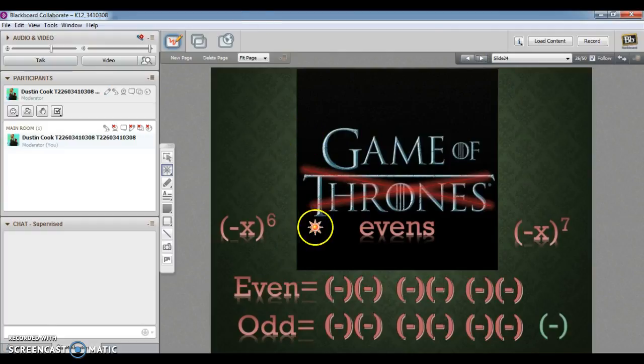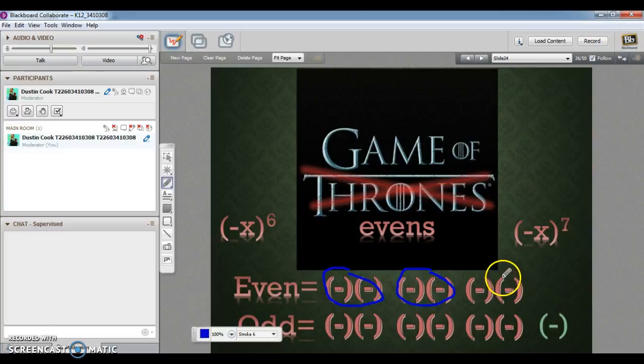When it comes to negative exponents, it's really a game of evens. Because if you have a negative base raised to an even power, your answer is always going to be positive. And the reason for that is these negatives pair up with each other. So we have negative times a negative gives us a positive, negative and a negative gives us a positive, negative and a negative gives us a positive. So when it's even, you'll always get a positive answer.